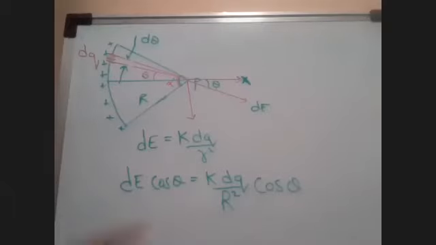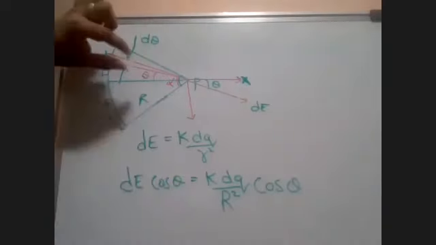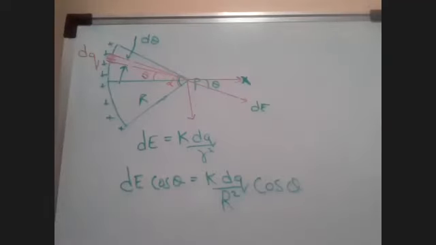Now, dq is variable, and theta also is variable. These are two different variables, because dq is a small amount of charge, and theta is the angle made by dq. So we will bring this in terms of one variable.